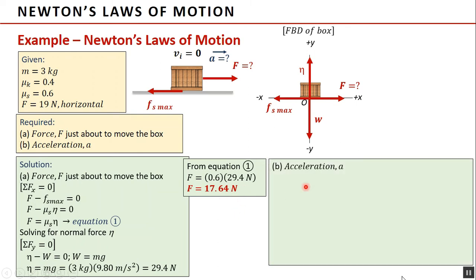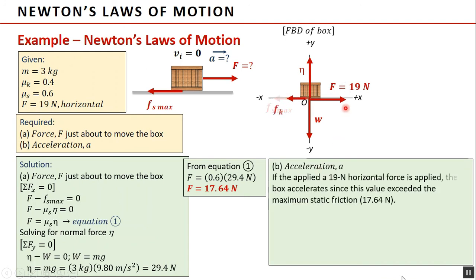For letter B, if we apply a force of 19 newtons, definitely the box will begin to move or accelerate, since this value exceeds the maximum static friction of 17.64 newtons. Consequently, static friction is converted into kinetic friction since the box slides over the surface. The acceleration of the box can be computed using Newton's second law. So the summation of Fx is equal to mass m multiplied by acceleration a. From this FBD, the forces on the x-axis are the force F and the negative of kinetic friction, Fk, so this is equal to ma.